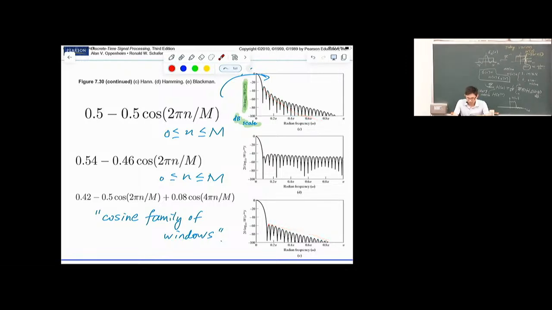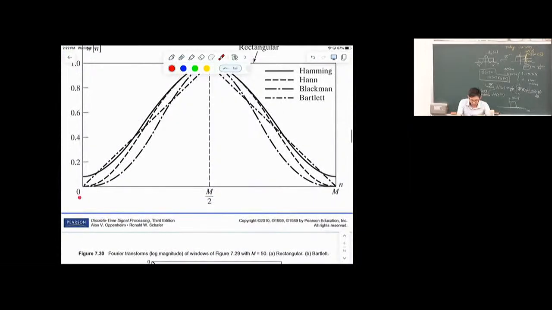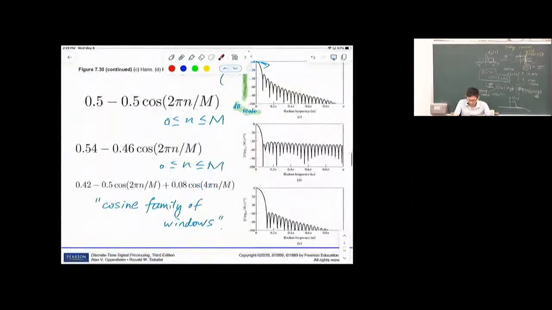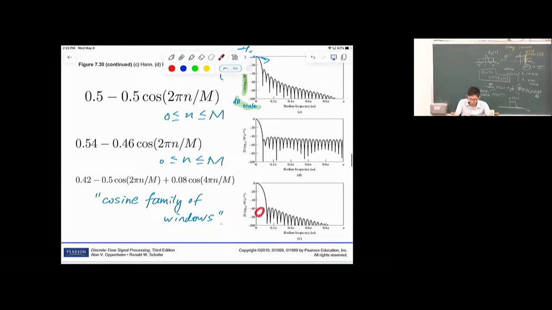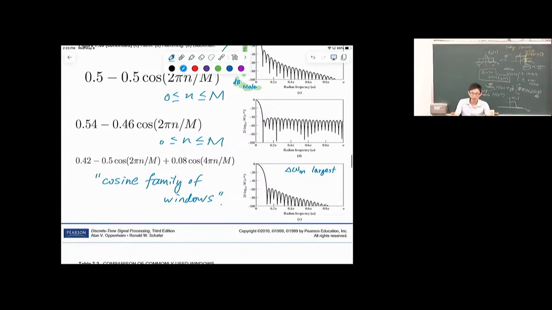Also, thank you for pointing out the main lobe width. Note that all 3 of them have equal length in time domain, m+1, or roughly m. But the main lobe is widest for Hamming. So let's write it down. Main lobe width. The main lobe width is largest for the Blackman window, the 3rd one. Its main lobe width is the largest among all 3 of them.